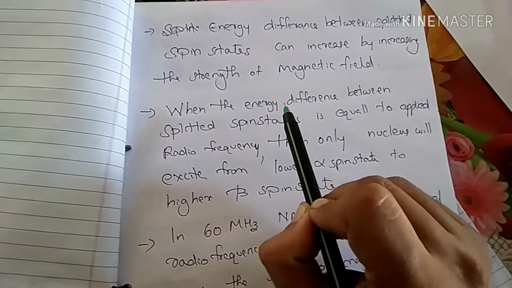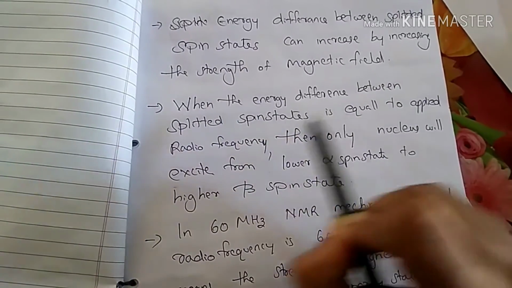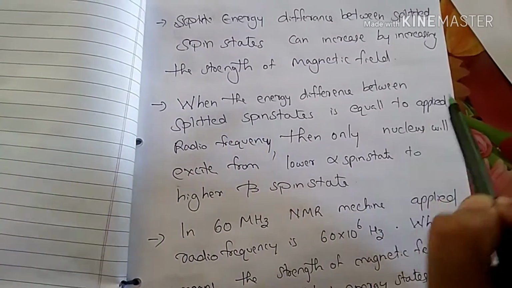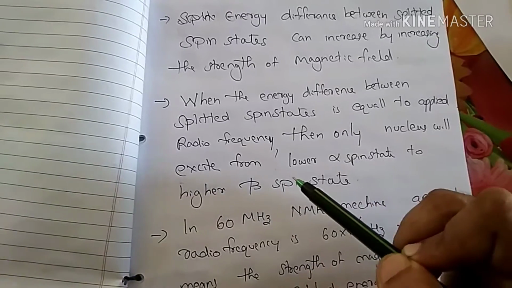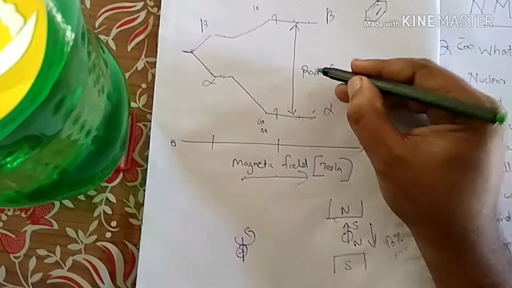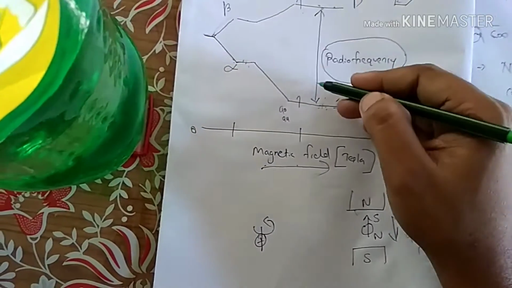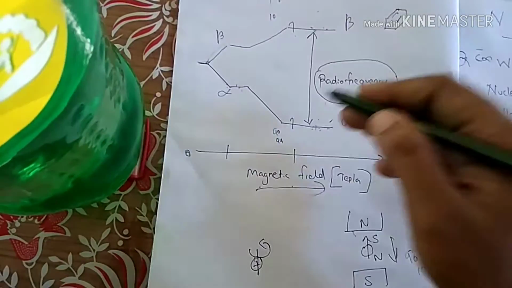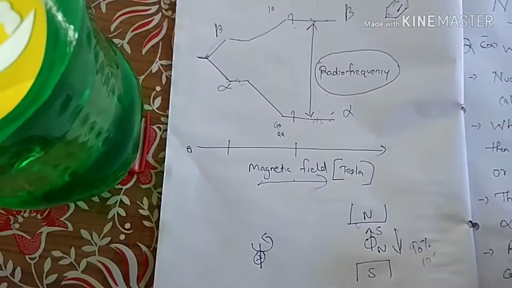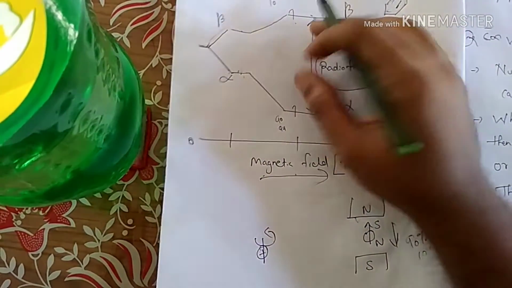Next, when the energy difference between the split spin states is equal to the applied radio frequency, only then will the nucleus excite from the lower alpha spin state to the higher beta spin state. Resonance happens only when the radio frequency energy and the energy difference between the two spin states are the same. Then the nucleus will absorb the radio frequency and go from lower to higher.